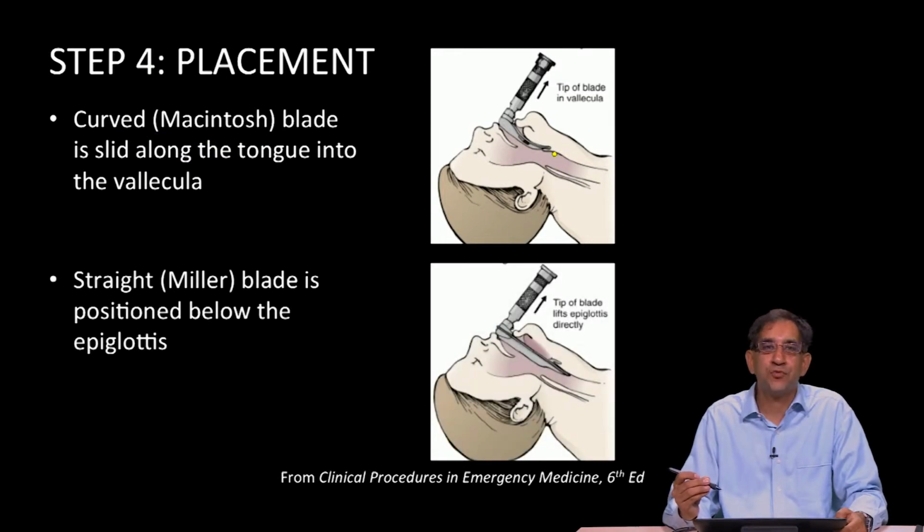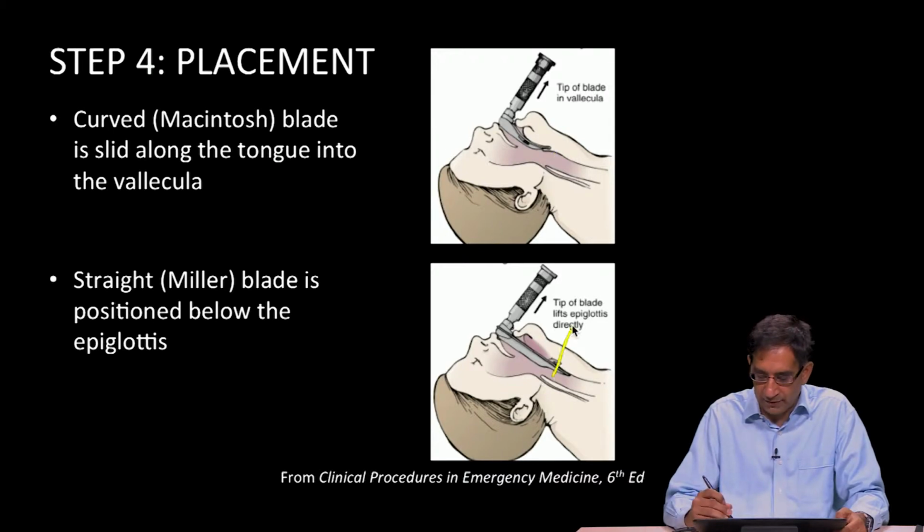When using the straight or Miller blade, which is often used in pediatric patients who have large floppy epiglottises, you're going to position the blade below the epiglottis and then lift up. So you're not only lifting the tissues up, but you're lifting the epiglottis as well. And that's going to give you, again, a view of the vocal cords.